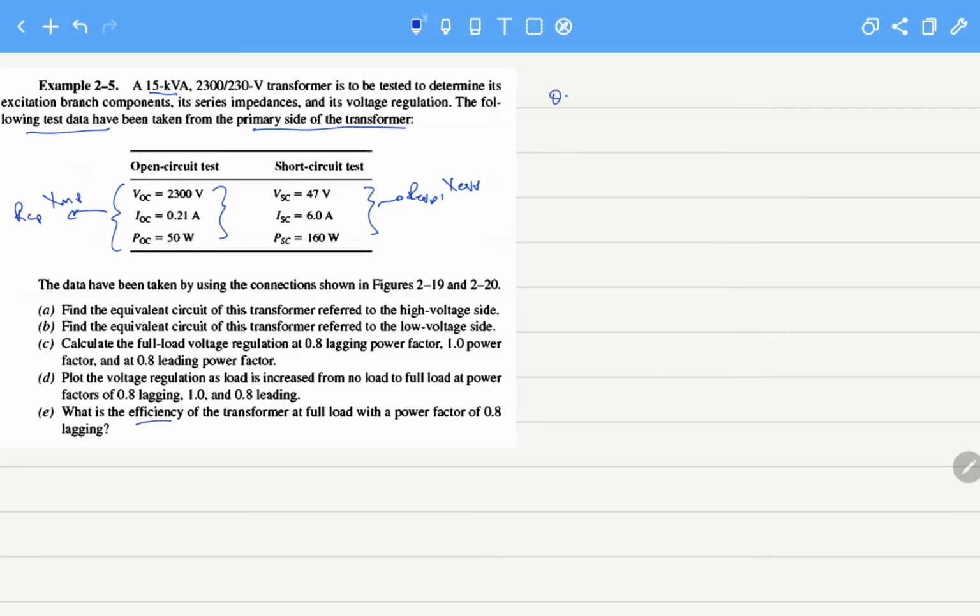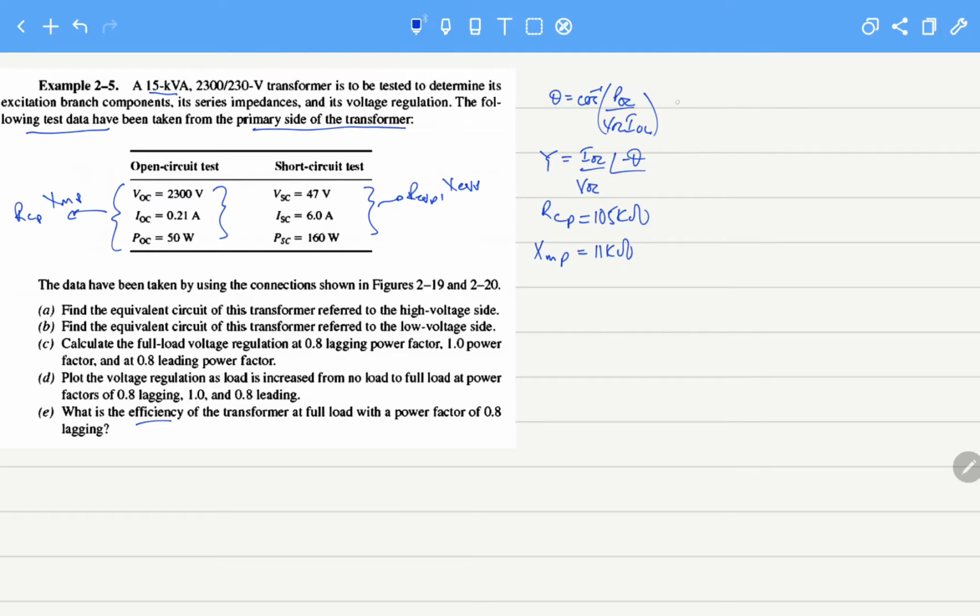So we know that theta is equal to cos inverse of POC over VOC IOC, and we also know by this method we use the admittance method, and you can also use the other method, individually calculating everything. So by these values we are able to calculate RCP and XMP, and the value of RCP will be 105 kilo ohms and XM will be 11 kilo ohms.